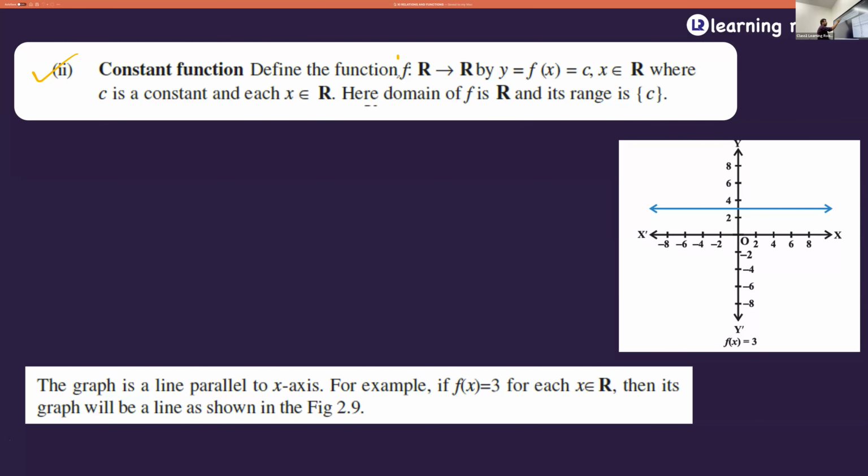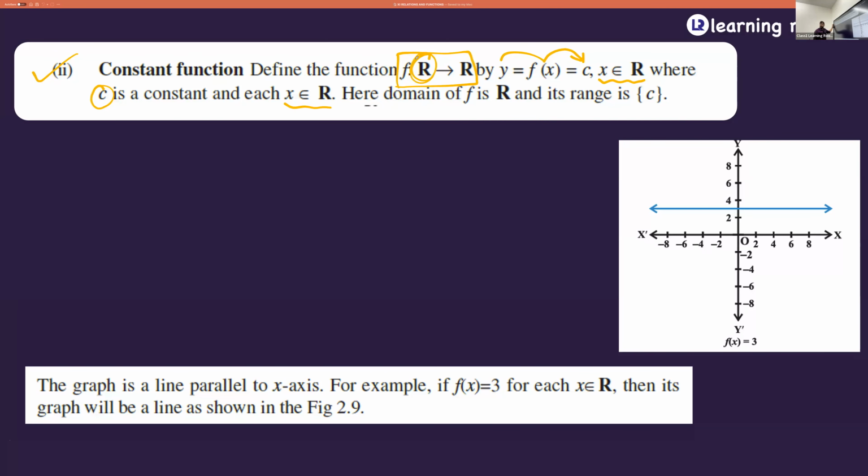If you are able to define a real valued function f mapped from R to R such that y is equal to f of x is equal to some number c, where x belongs to R, and where c is a constant, and for each x that belongs to R, this can be called a constant function. So here, what is going to be the domain?